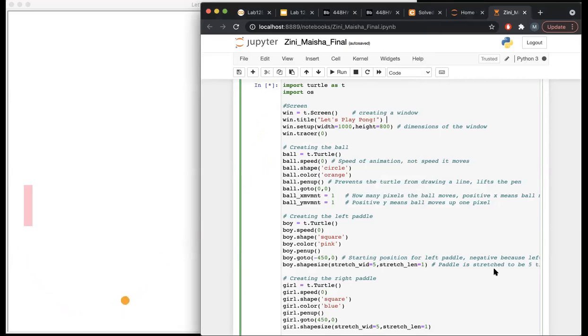That just sets up the dimensions, and win.tracer just sets up the speed of the game, and I let that be 0 because I don't want anything too crazy.